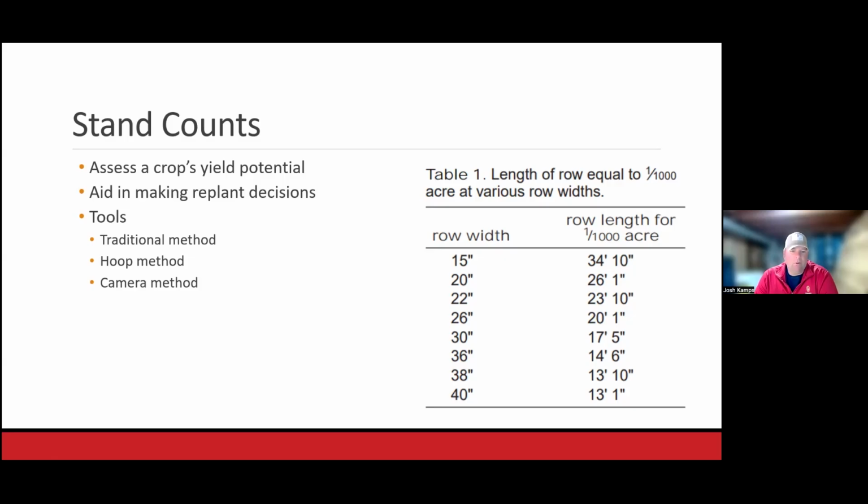So if we know the row width of the crop, we measure that length, and that gives us 1/1000th of an acre. The standard corn planting width is 30 inches. So that would mean we have to measure a row length of 17 feet 5 inches, count all the plants in that area, and then multiply that by 1,000. That'll be our planting density for that spot in the field.